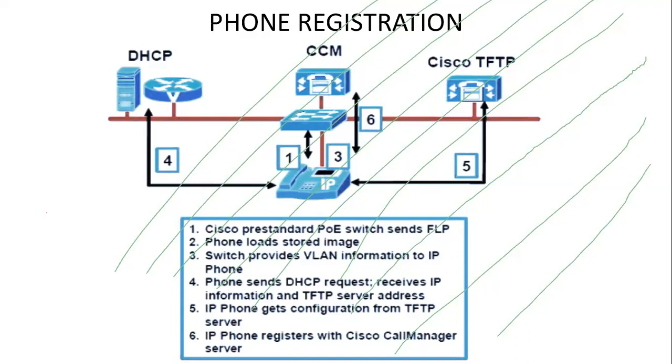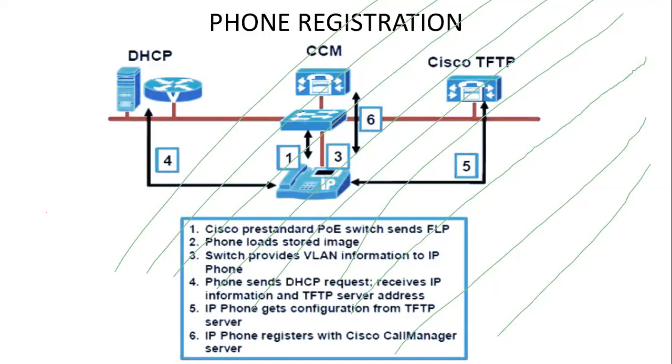So once the phone has the TFTP IP address, it will request the CTL file first, because the phone doesn't know if it is a secured or mixed mode cluster. It will send a get CTL request. If it's a non-secure cluster, it will receive a 404 not found. Then it will send a get ITL request.